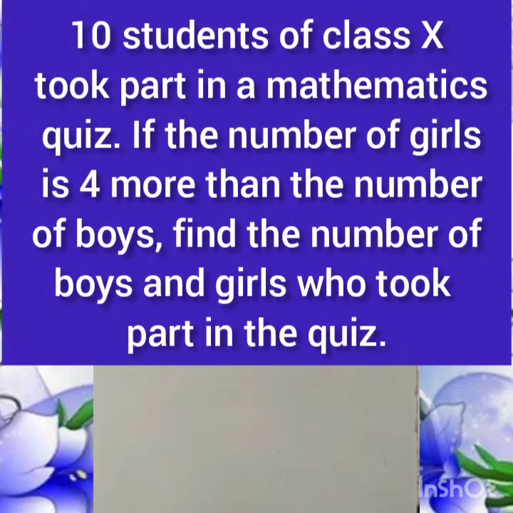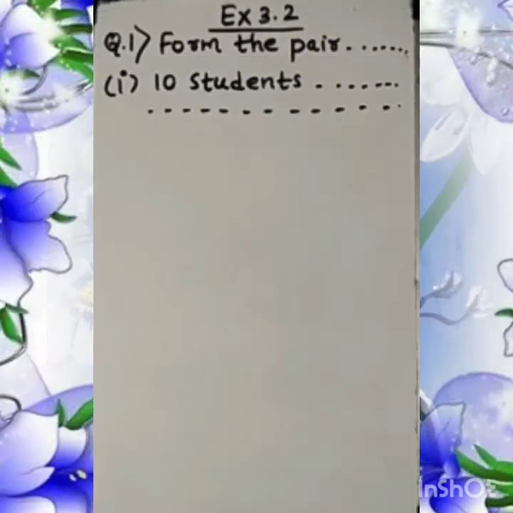Now, the first case we are given is this. The first question is: 10 students of class X took part in a mathematics quiz. If the number of girls is 4 more than the number of boys, find the number of boys and girls who took part in the quiz, which is quite an easy and very important question. So first of all, we need to assume something. For that, we are assuming here.